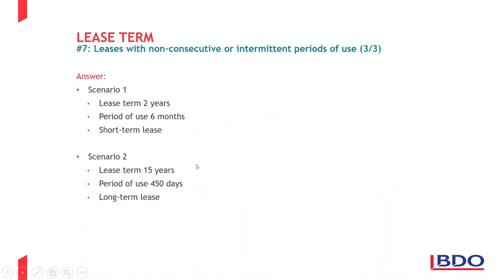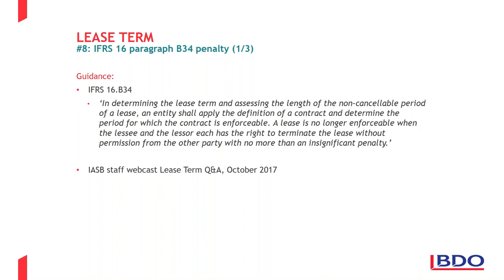IFRS 16, in scenario one, the lease term is 2 years, the period of actual use is only 6 months, and therefore you could argue it's a short-term lease and use the short-term lease exemption. In scenario two, our lease term is 15 years, but our period of use, if you work out the number of days, is 450 days, and therefore we've got a long-term lease. So you don't look at the length of the contract in isolation, you actually look at the period of use to determine whether it's a short-term or long-term lease. So that's a very interesting one, again, for our client base.